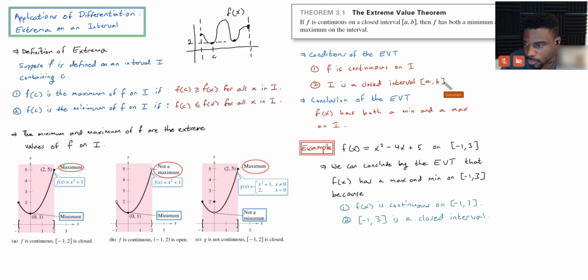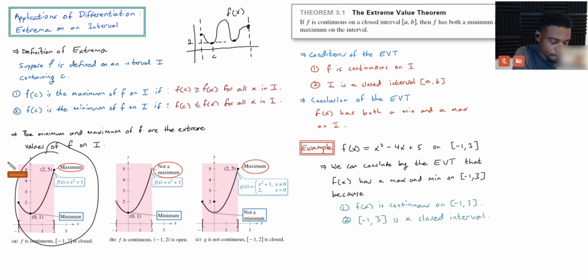and I is a closed interval, then the conclusion is that f of x has both a min and a maximum. So it's two criteria we've got to meet. First one is that f of x must be continuous on I, and the second one is that I must be a closed interval. If we meet these two criteria, then this theorem guarantees that we have two extrema there. The first is a min, and the second is a max.